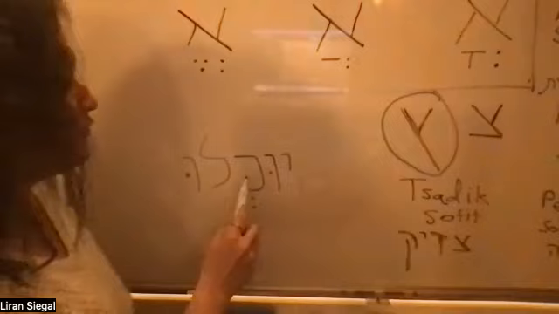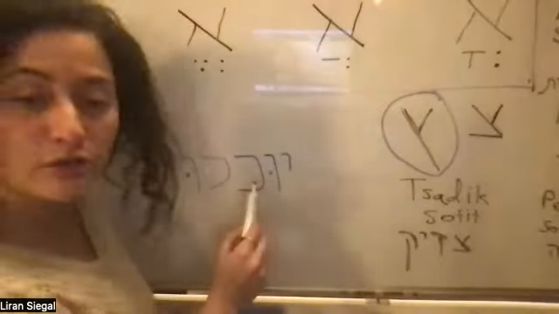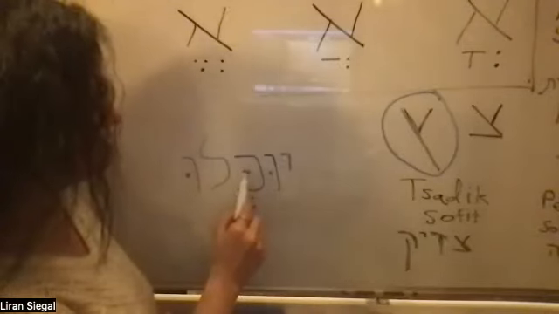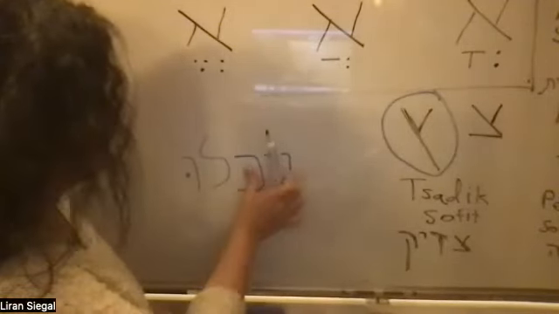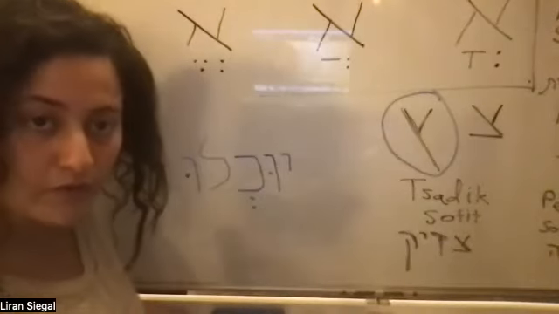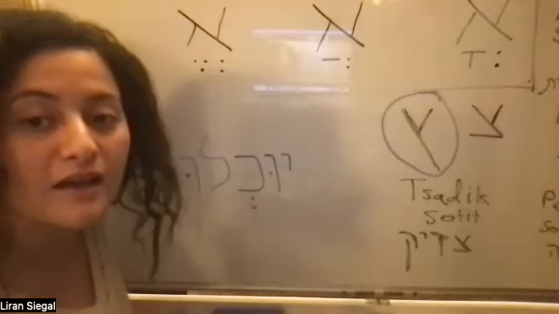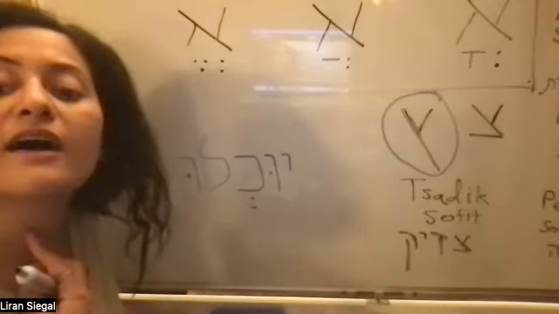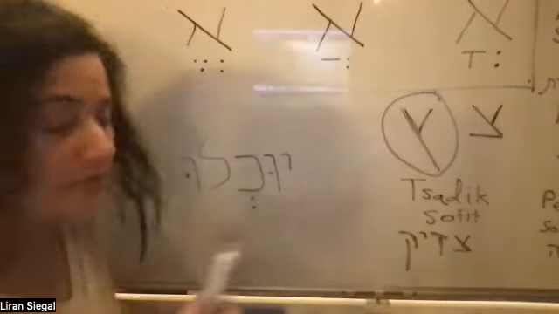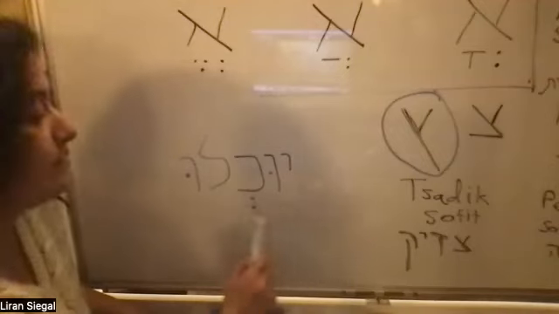So what would this be? Because this is a kaf, but it has no dot in the middle, what sound would it make? It makes a kh sound, doesn't it? A kh sound. You're correct. Sounds like kh. Okay. So, you know yud, vav, what does this sound make?